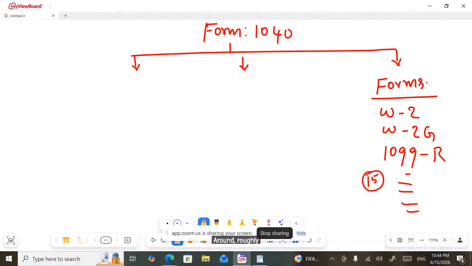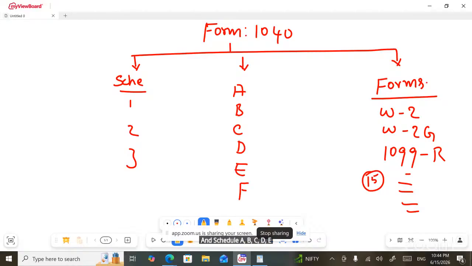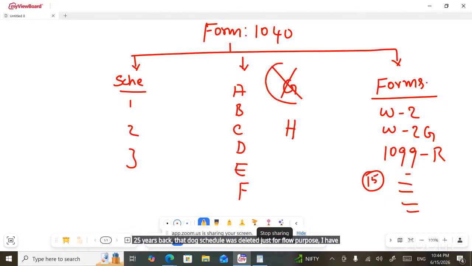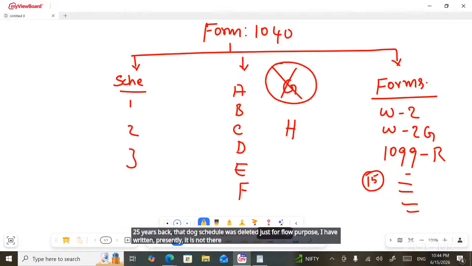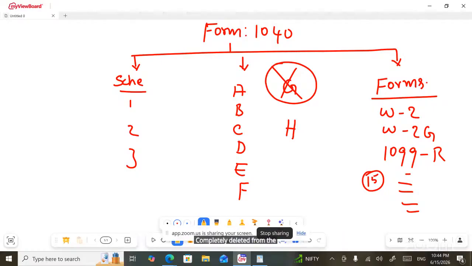And coming to schedules: schedule 1, 2, 3, and schedule A, B, C, D, E, F, G, H, G. Long back, 25 years back, that schedule was deleted. Just for flow purposes I have written it. Presently it is not there, completely deleted from the act itself.